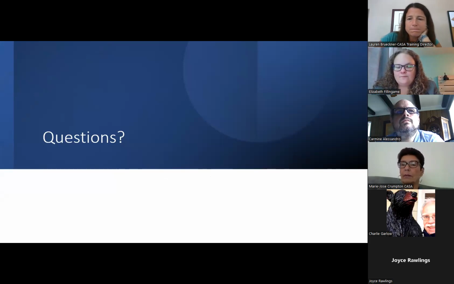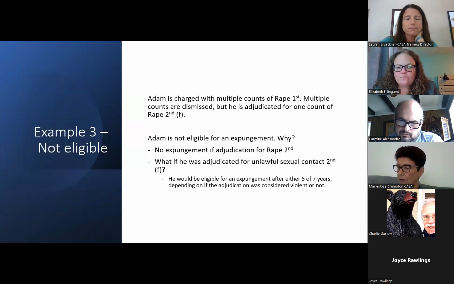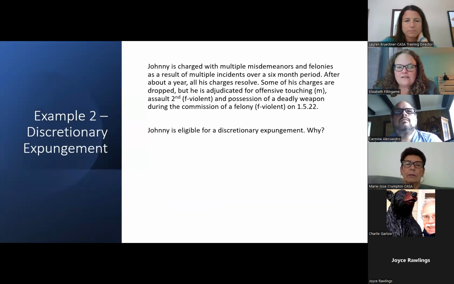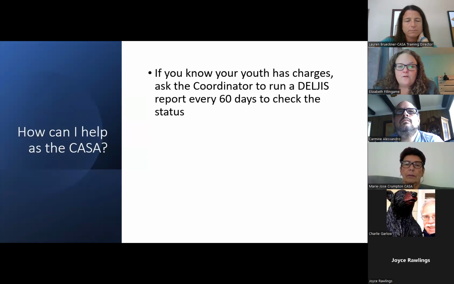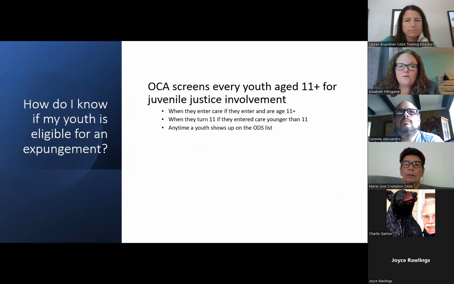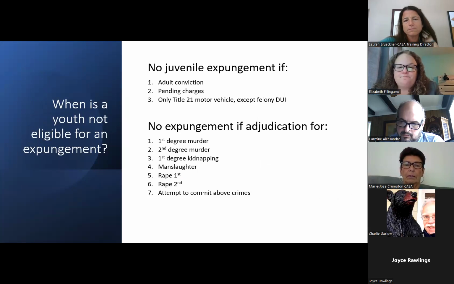Can you show that list of no expungement if they're adjudicated for, I think you had a. This one? Oh, okay, the 1st degree manslaughter. Yeah, it's those really bad charges. We don't see them very often. I could probably count on 2 hands the number of times I've seen adjudications for those charges for any youth in care in the last 7 years, but occasionally it does happen.